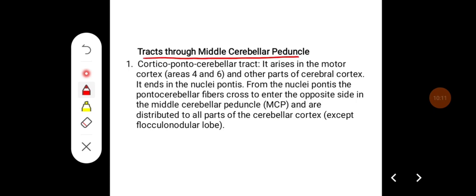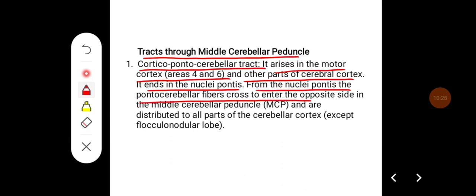Tracts through the middle cerebellar peduncle. Corticopontocerebellar tract. It arises in the motor cortex, that is area 4 and 6, and other parts of the cerebral cortex. It ends in the nuclei pontis. From the nuclei pontis, the pontocerebellar fibers cross to enter the opposite side in the middle cerebellar peduncle and are distributed to all parts of the cerebellar cortex except for the flocculonodular lobe.